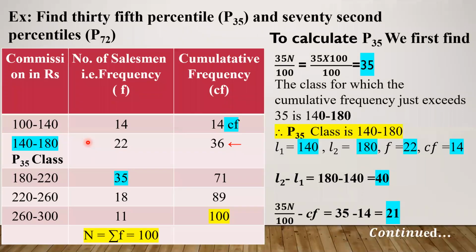So in this way, you yourself can check the answer. Your value of P35 should fall between this. Okay. I hope you have understood.